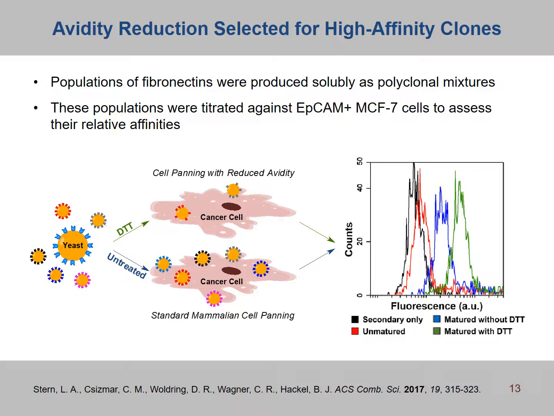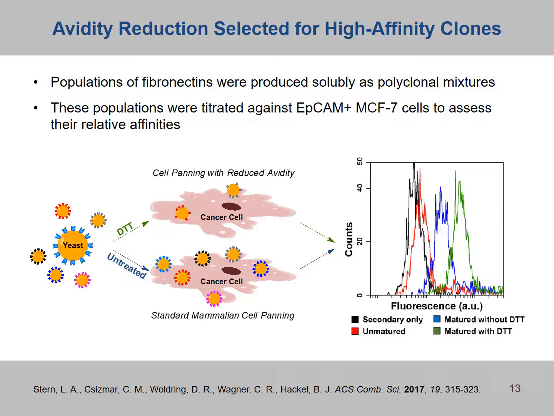Based upon these results, we sought to apply this avidity reduction approach to our EpCAM selections. To test whether the approach would work outside of the model system, we panned the population under both reduced avidity and standard conditions in parallel. After several rounds of panning, we expressed a polyclonal mixture of ligands from each population and assessed their binding to EpCAM-positive cells by flow cytometry.